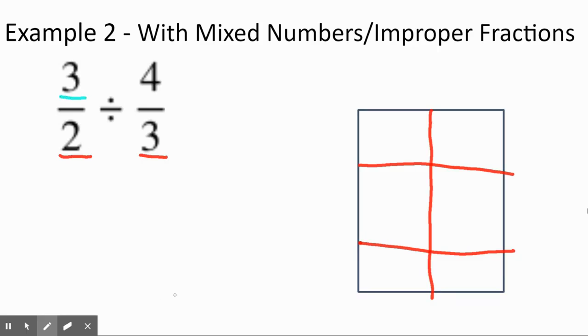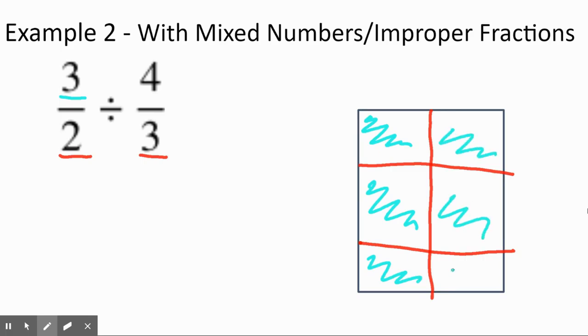Now remember, any improper fraction is just a fraction whose numerator is bigger than the denominator. And we can't really shade in 3 columns because we only have 2. Except that is exactly what we're going to do. We're going to shade in our first column, our second column, and we're going to pretend that there's a third column right here, and shade that in as well.